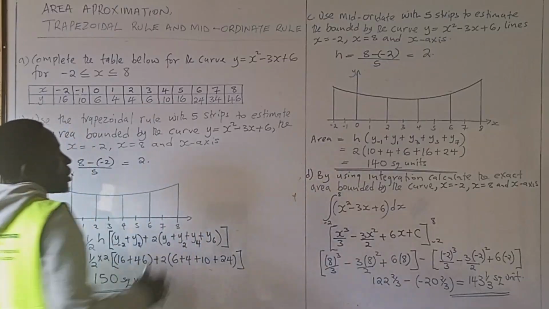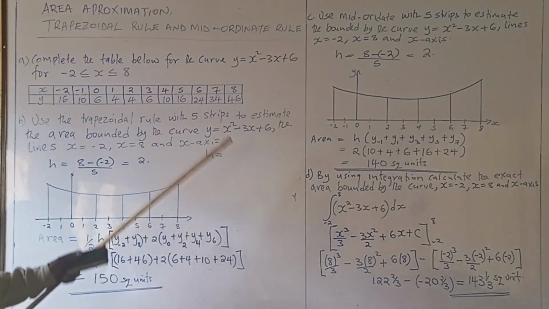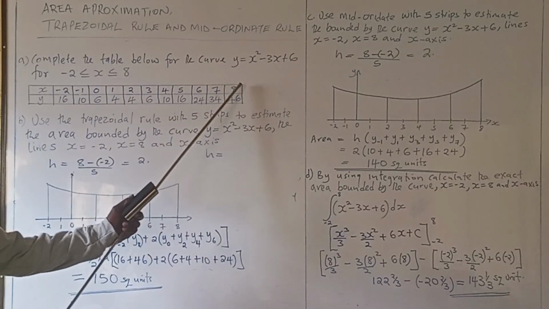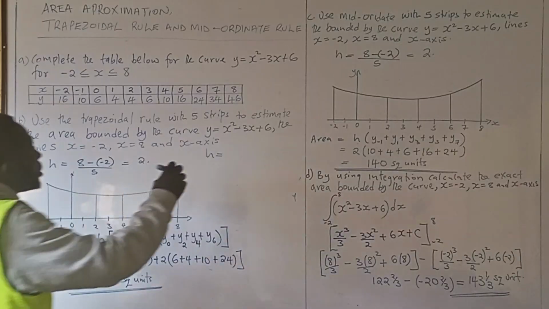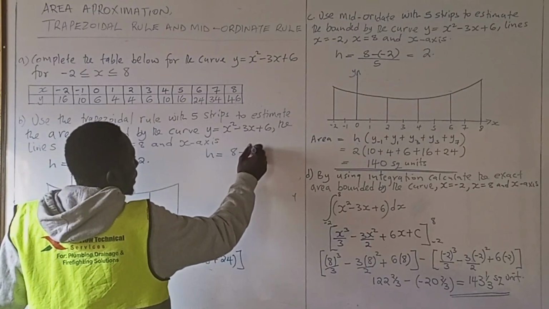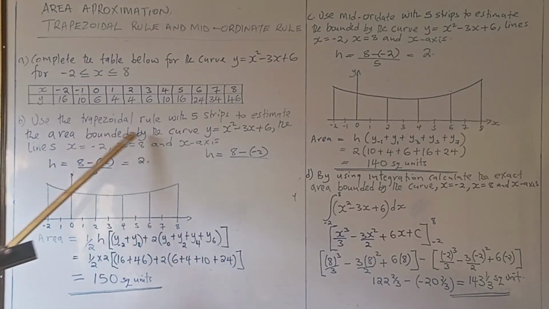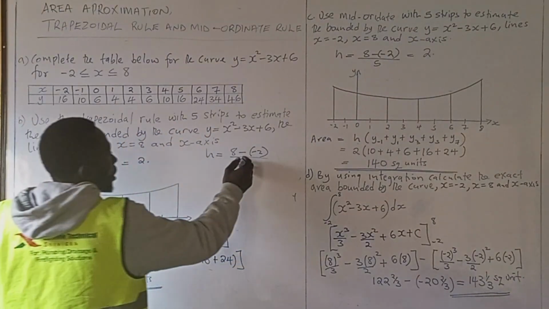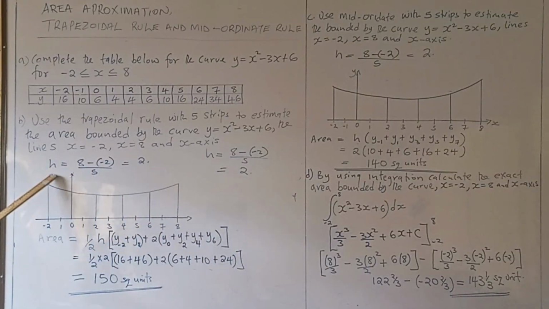So we will first get what? h. How do you get h? You get h by taking the extreme values 8 and negative 2. You get that length, 8 minus negative 2, and you divide by the number of strips. The number of strips in this question is 5. You divide by 5, you get 2. So that is how we get our h. h is equal to 8 minus negative 2, divided by the number of strips, you get 2.